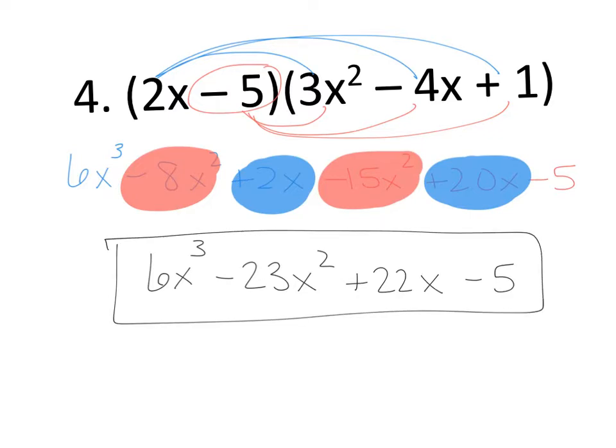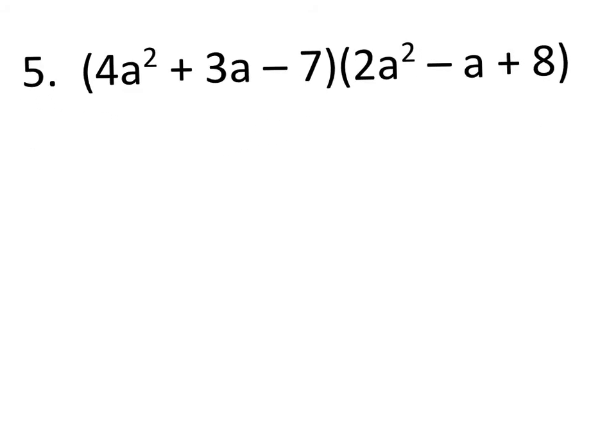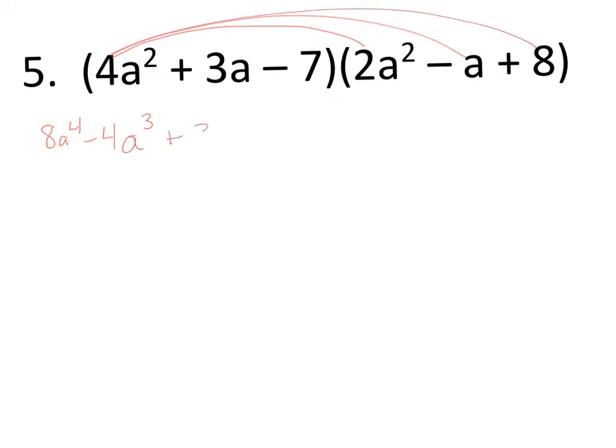Okay. All right, so now we get to the really big guy here. When I'm looking at this one, I'm going to have to take the 4a squared through to all three parts, the 3a to all three parts, and the -7 to all three parts. So you're going to get like 9 different sections here. It's going to be a big guy, okay? So let's go ahead and start. We've got 8a to the 4th minus 4a to the 3rd.